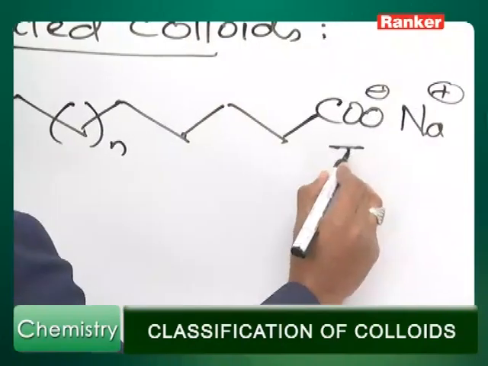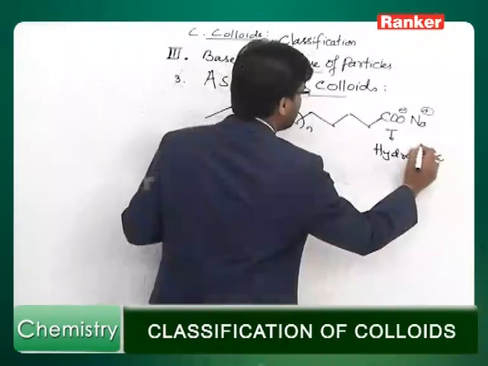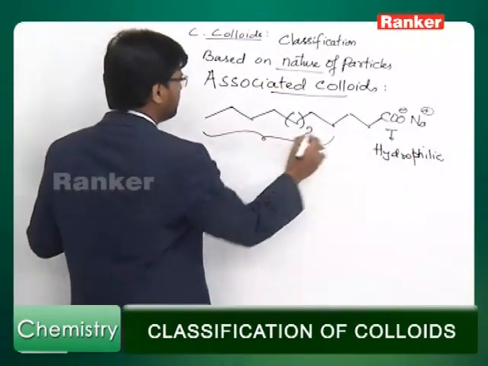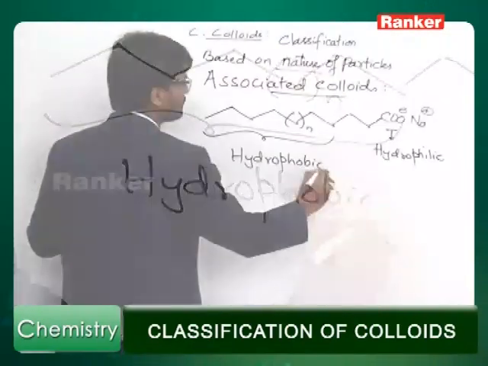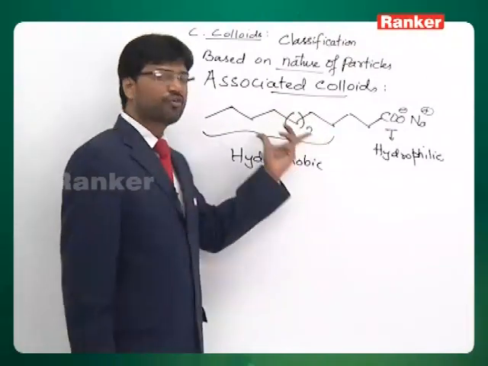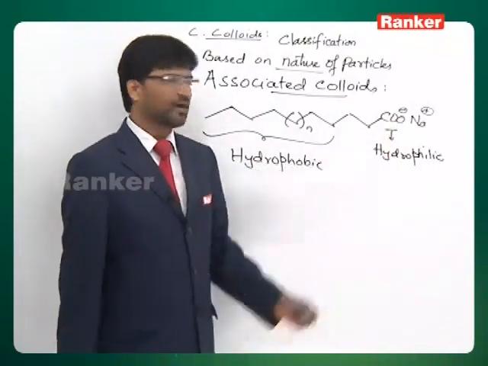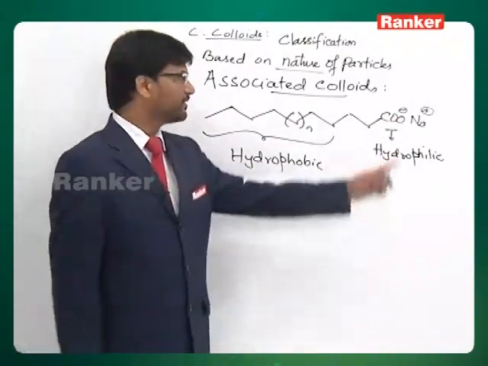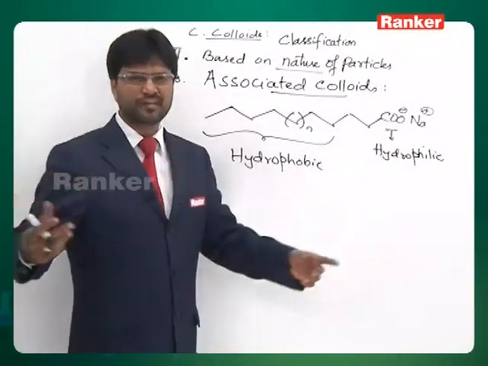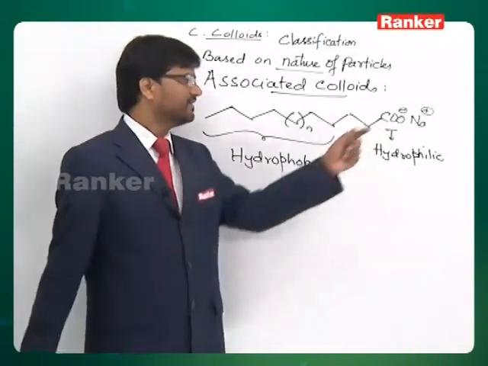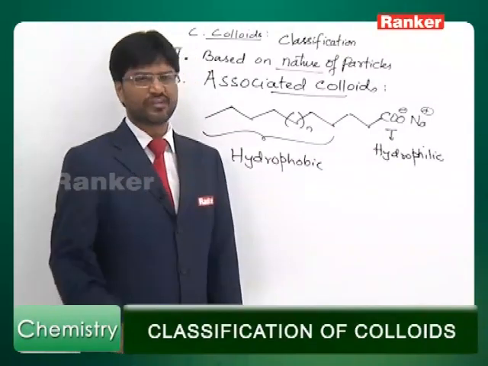While this part of the molecule is hydrophilic, it tends to stay in water, whereas this part of it is hydrophobic. This hydrocarbon tail is hydrophobic, and the carboxylate part of it is hydrophilic because of its polarity. So this type of molecule has two complementary ends, a hydrophilic end and a hydrophobic end. The hydrophilic end tends to stay in water, whereas the hydrophobic end wants to get out of water.